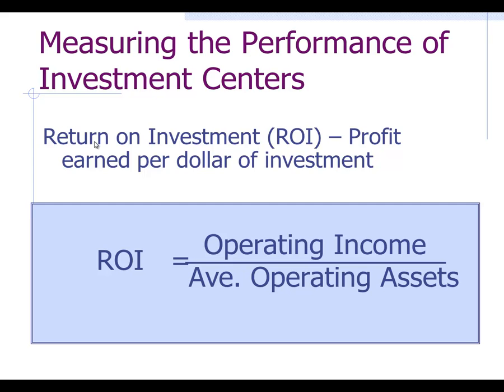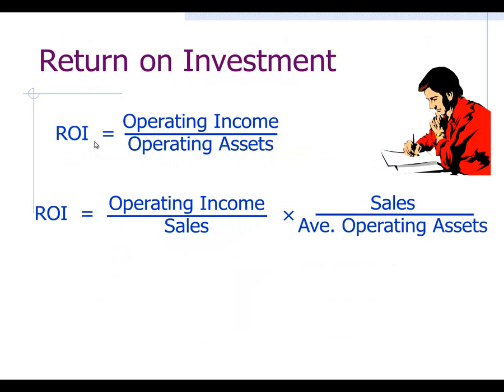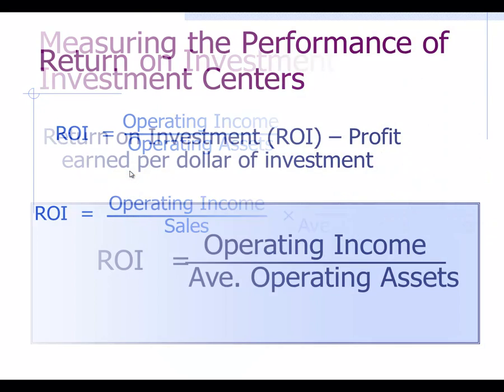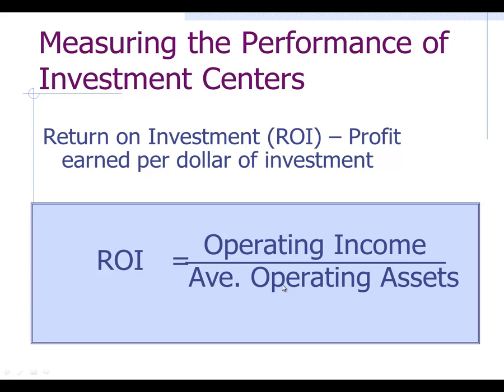To calculate average operating assets, you're going to take the assets at the beginning of the year, add them to your ending assets, and divide by 2. So again, your formula for average operating assets is to take beginning assets plus ending assets and divide by 2. That's going to give you your average operating assets.